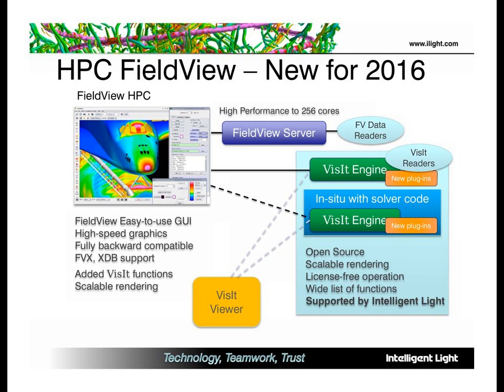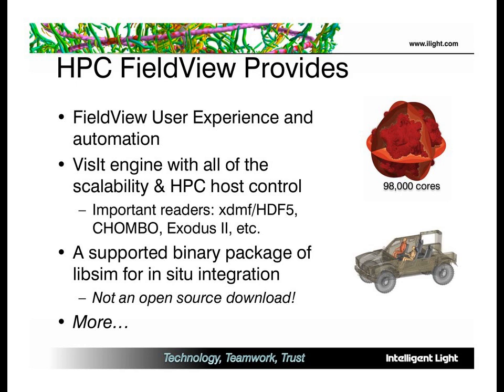So you can start FieldView and use the Visit controls to access some of the largest compute servers, say in the DoD and DOE, and process your data using the Visit engine. But all of your graphics and FVX and all the things that you're used to are available through the FieldView GUI. HPC FieldView provides, more specifically, the FieldView user experience and automation. And as I mentioned earlier, XDBs can be read by FieldView and they can be written by Visit. So now you're combining both together.